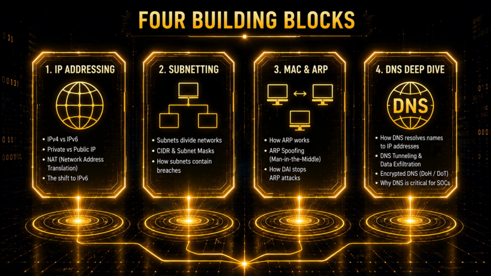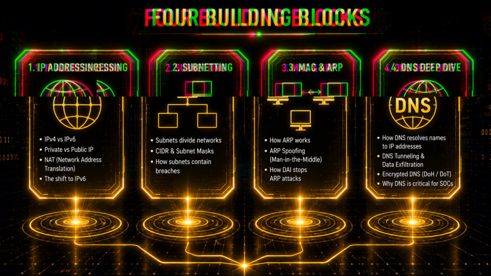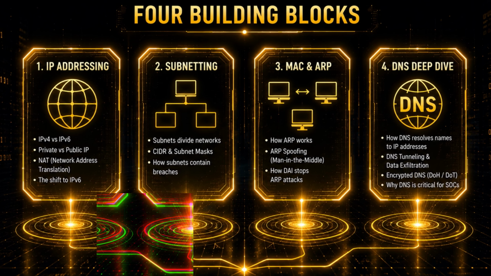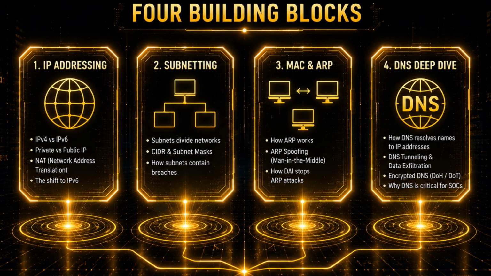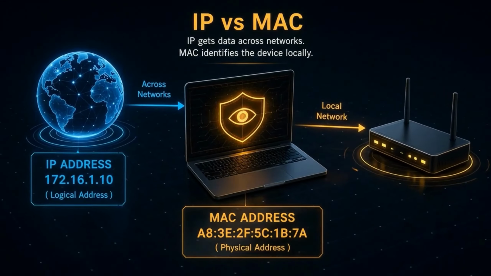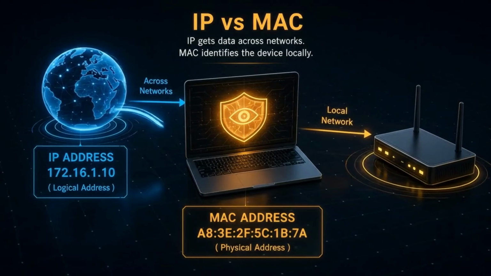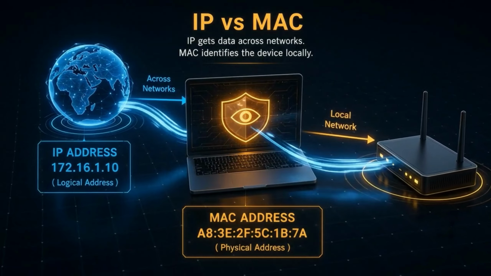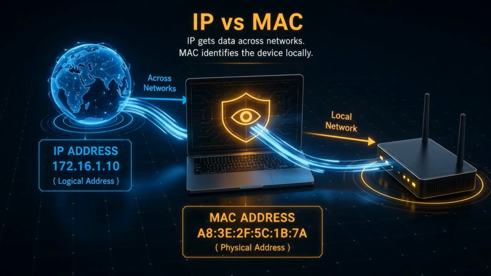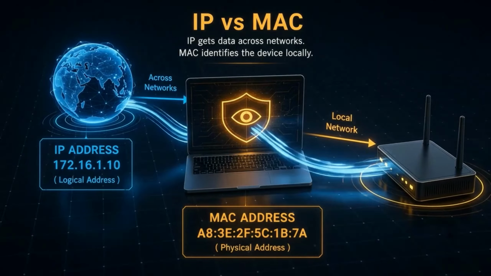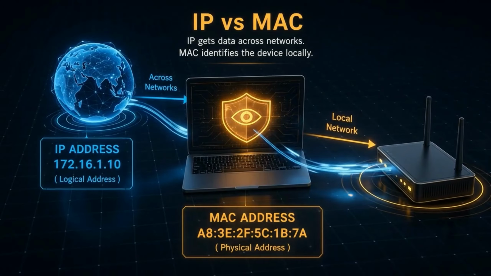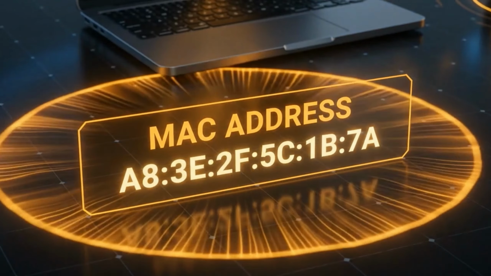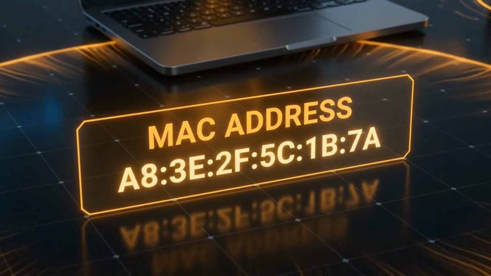So far, we have learned that IP addresses help data travel between networks. But once that data reaches your local network, something else takes over: the MAC address. Think of an IP address as your home address. A MAC address is like the person's identity inside that home. Every network device, your laptop, phone, router, comes with its own unique MAC address. Unlike an IP address, a MAC address usually stays with the device.